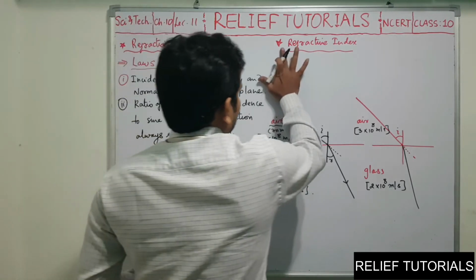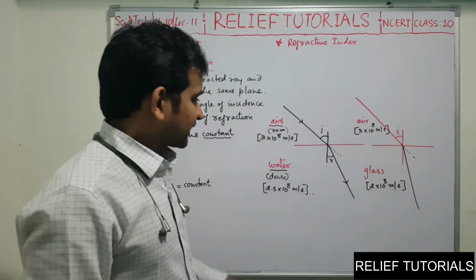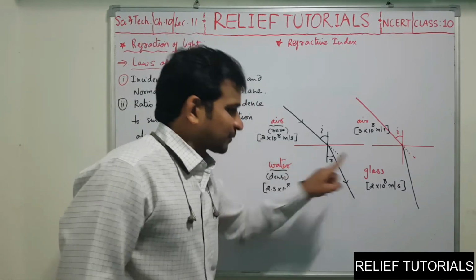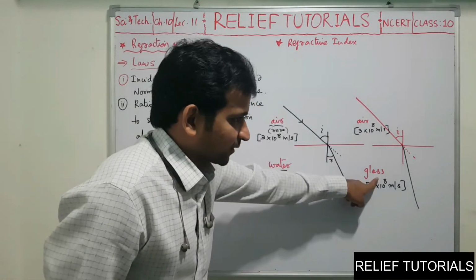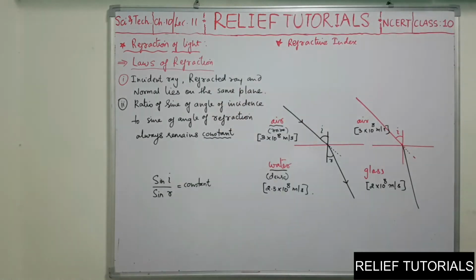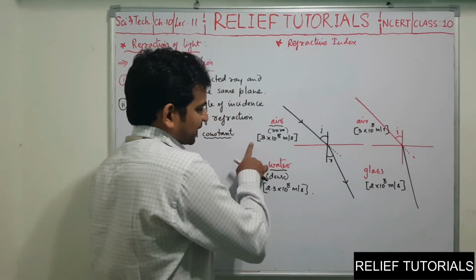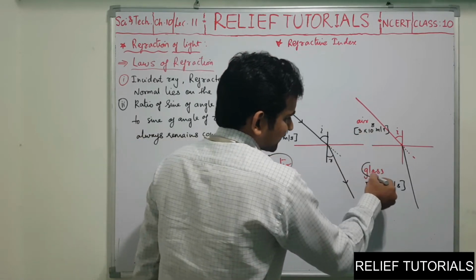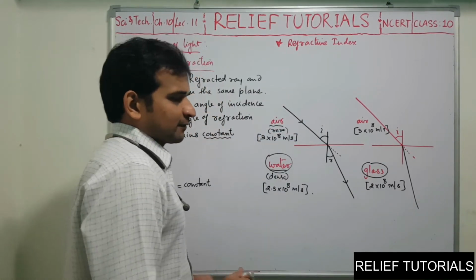First of all, refractive index is of which medium? Refractive index is always of the refracting medium. See, this is the incident medium and this is the refracting medium. In the first case, refractive index is of water, and in the second example, refractive index will be of glass. We have a common formula to find the refractive index of any medium.